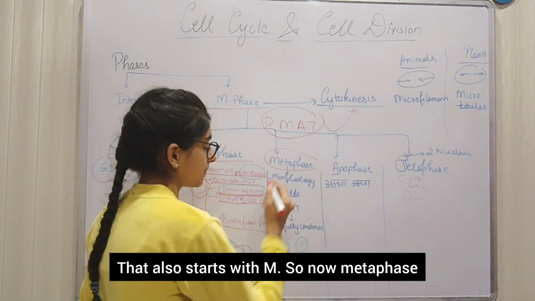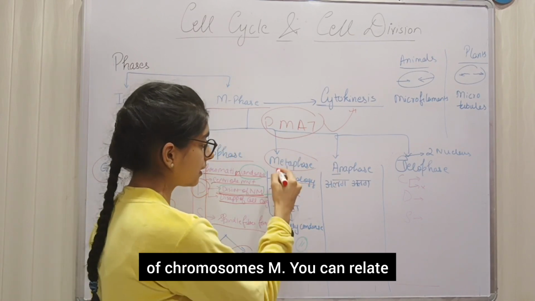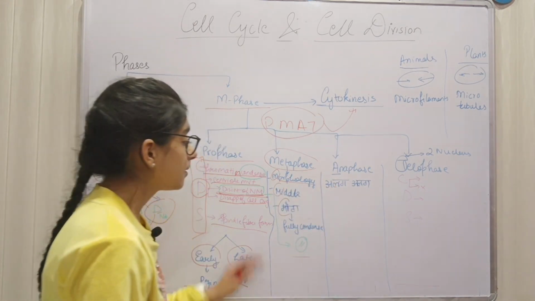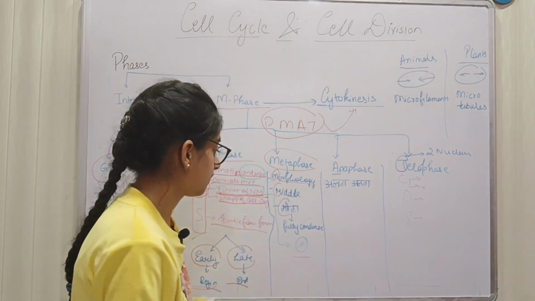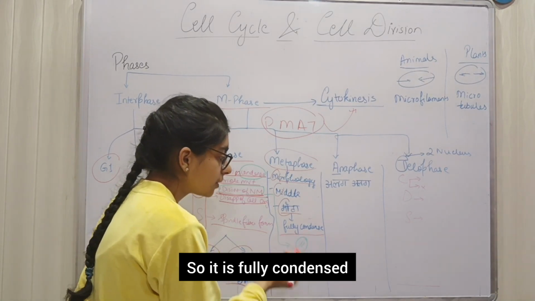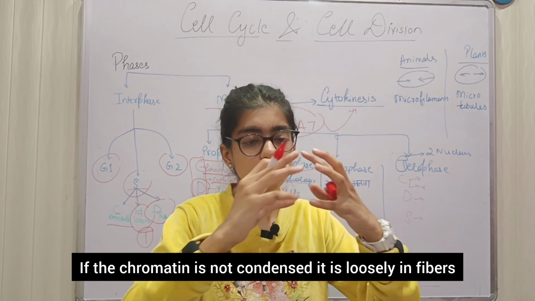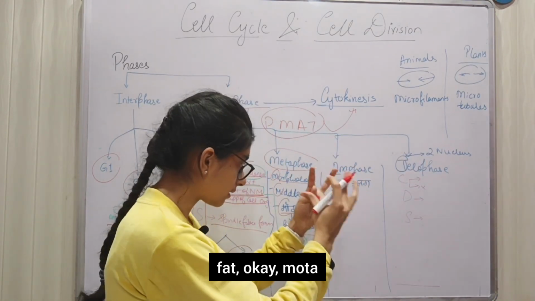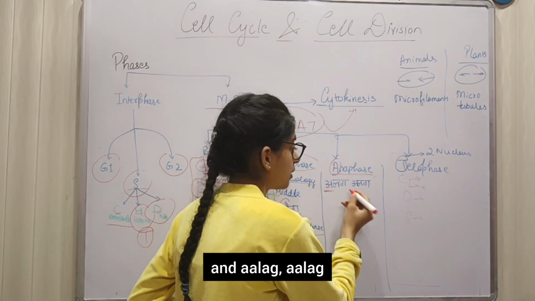So now metaphase. In metaphase you can see the morphology of chromosomes. M, M and M, you can relate. Morphology, and all the chromosomes are set at the equator, the middle. Mota phase. Mota is healthy, fat. So it is fully condensed. If the chromatin is not condensed, it is loose in fibers and all. But when it is condensed, it becomes fat. Okay, mota. Then anaphase. A for ana and alag alag, meaning apart.